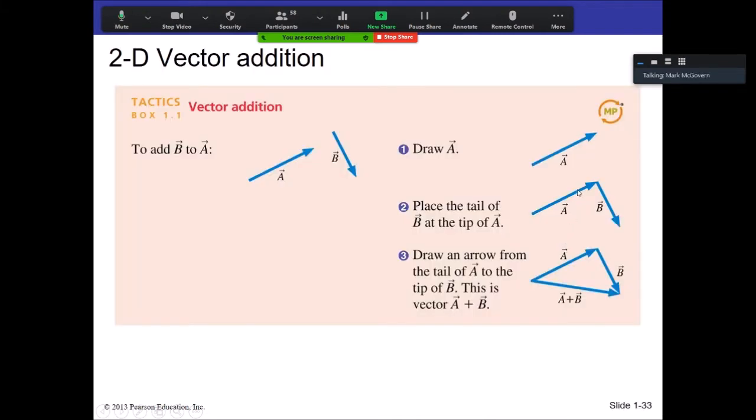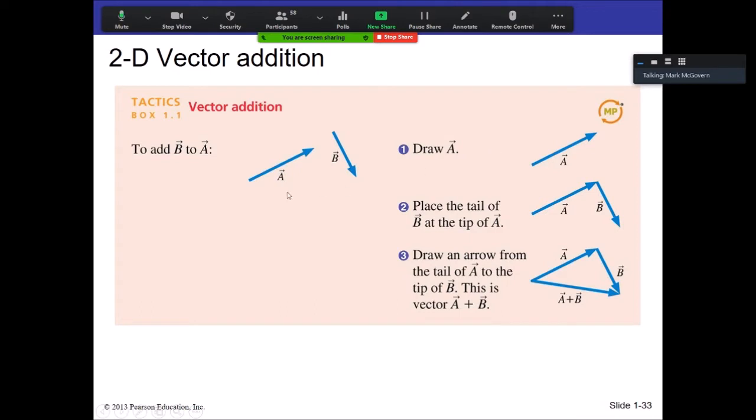Oh, here we go. Two dimensions. What if you have a two-dimensional vector? How the heck do you add that stuff? Here's how you do it. You take your two vectors. Now remember, the placement of the vectors is completely irrelevant. The only thing that matters for a vector is its length and its direction.